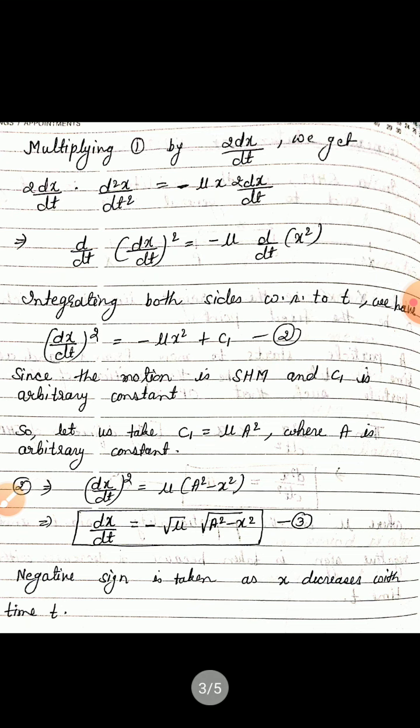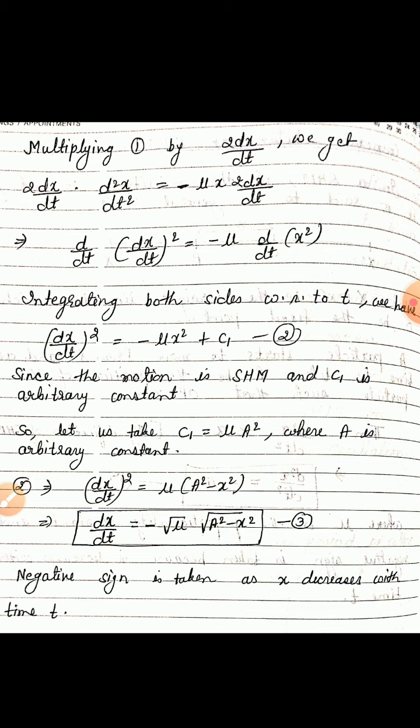Multiplying equation 1 by 2 dx by dt, we get 2 dx by dt d2x by dt square equal to minus mu x 2 dx by dt. So this can be written as d by dt of dx by dt whole square equal to minus mu d by dt of x square. Integrating both sides with respect to t, we have dx by dt whole square equal to minus mu x square plus c1.